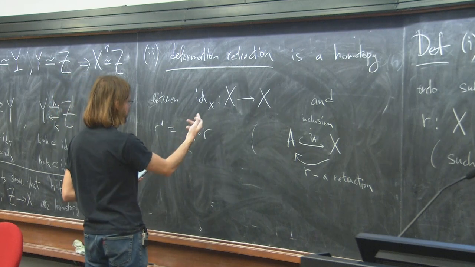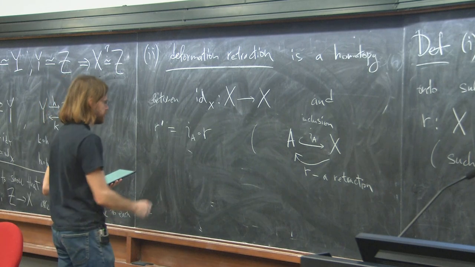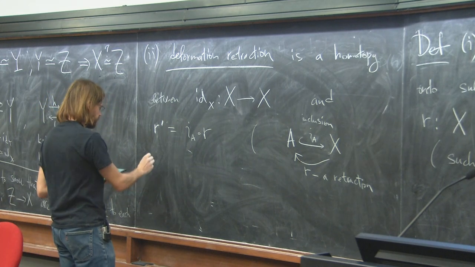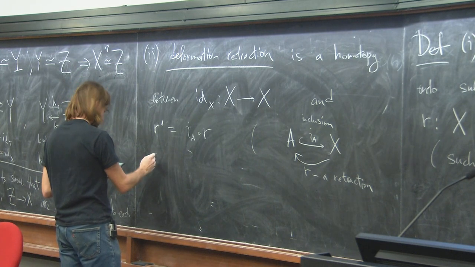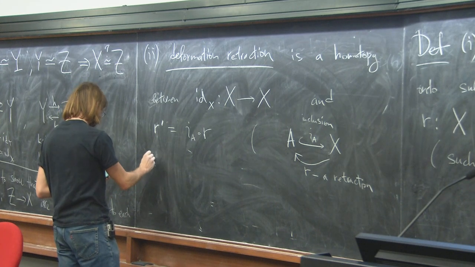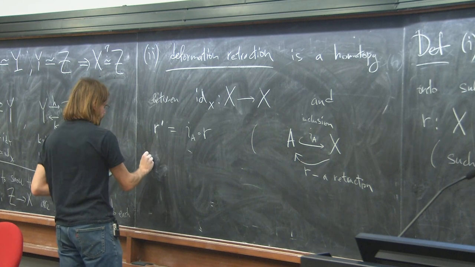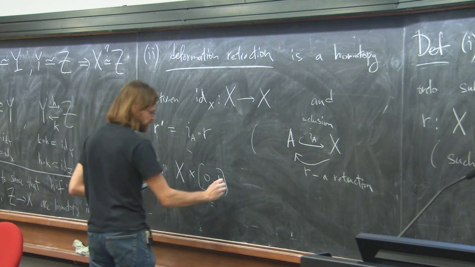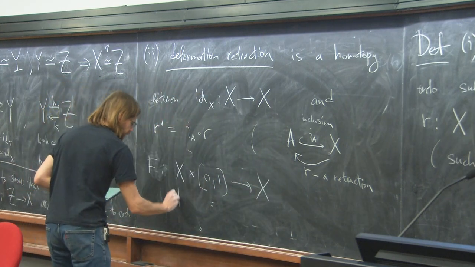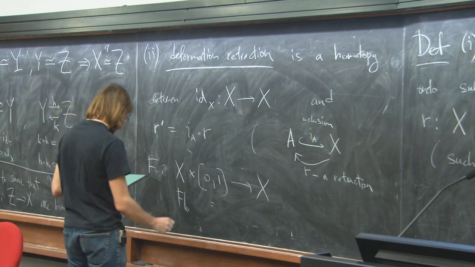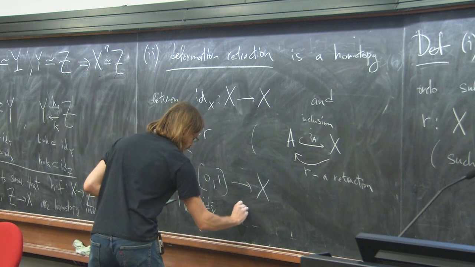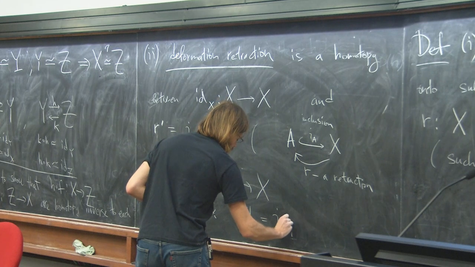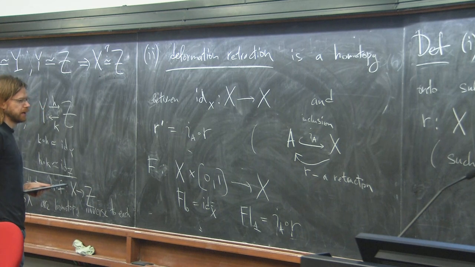A deformation retraction is a homotopy between the identity and R prime, the composition of the retraction and the inclusion map. More explicitly, what does it mean that we have this homotopy? By definition, it is a map from X times an interval to X itself, such that if I restrict it to zero, I get the identity on X, and if I restrict this map to one, I get the composition of the retraction R and the inclusion map.